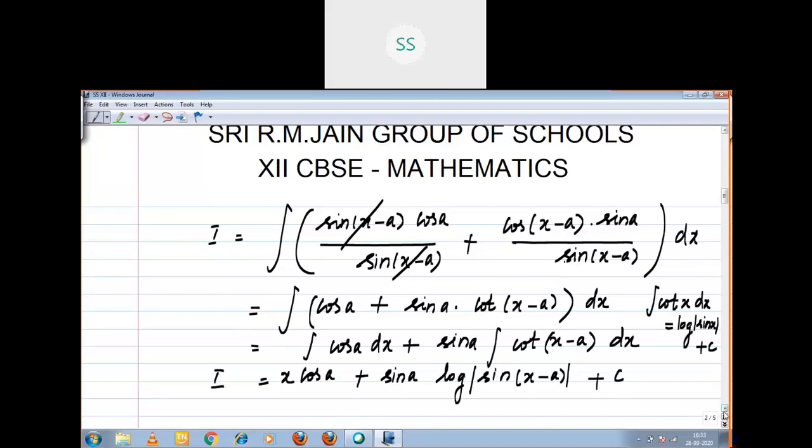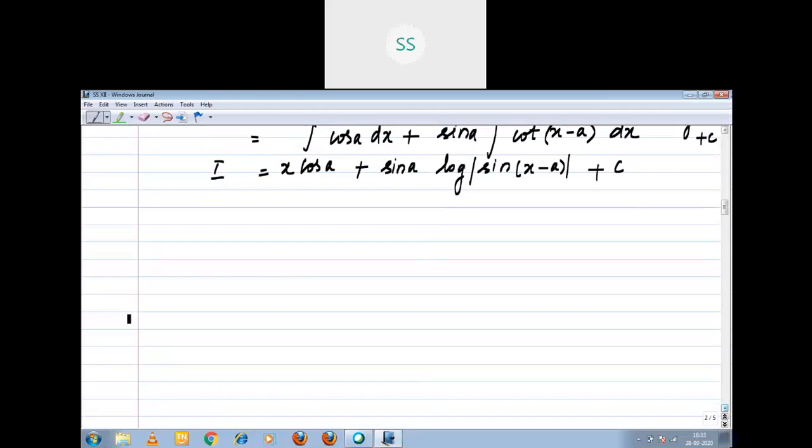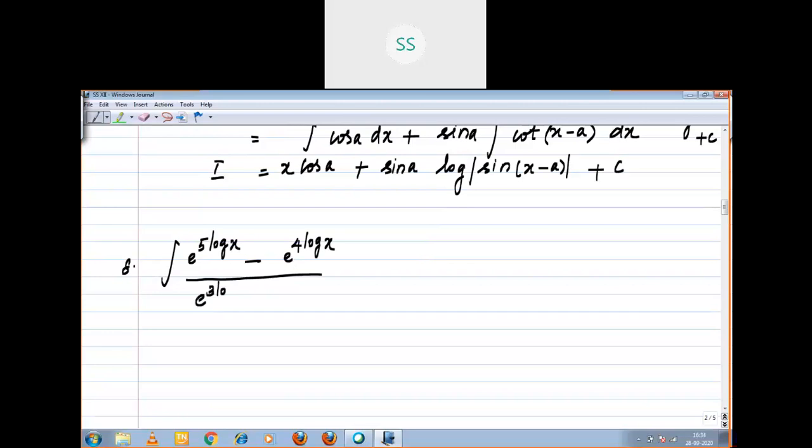Next, question number 8. What is it? Integral of e power 5 log x minus e power 4 log x, divided by e power 3 log x minus e power 2 log x, into dx.